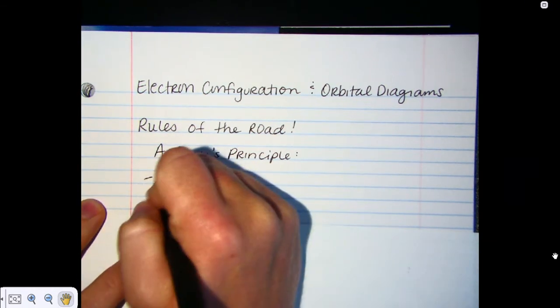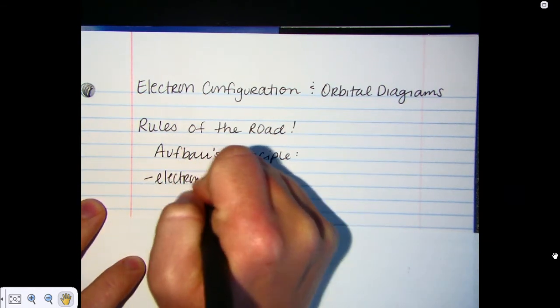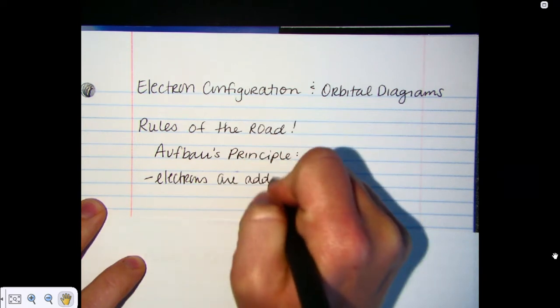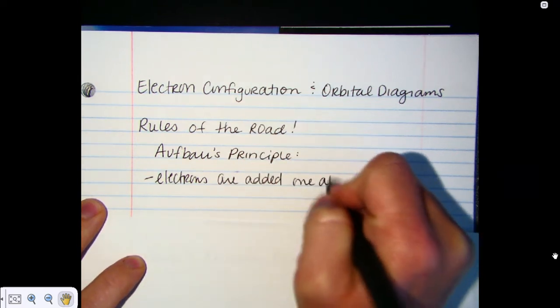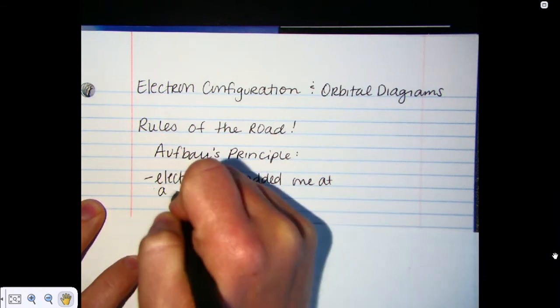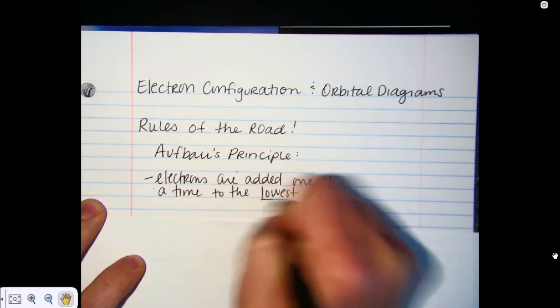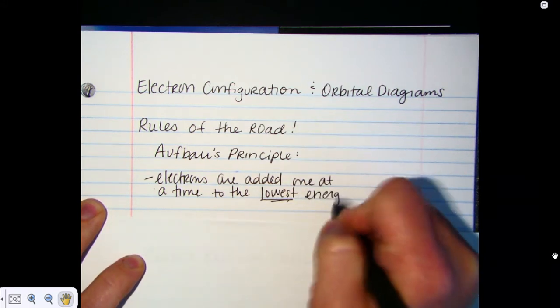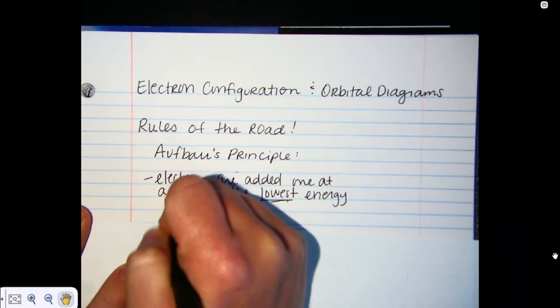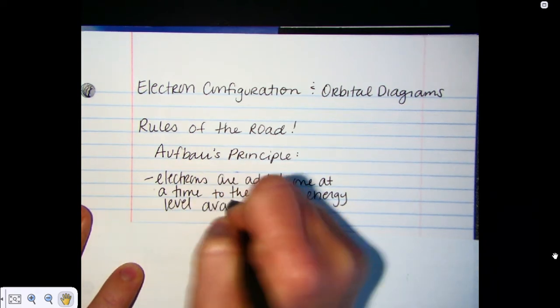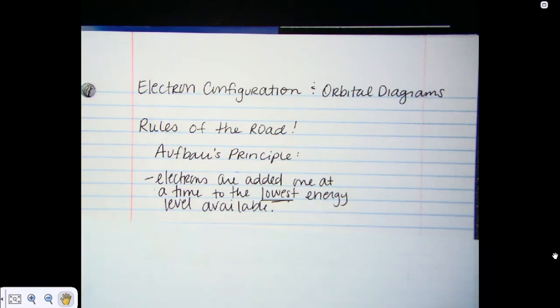So electrons are added one at a time to the lowest energy level available. Meaning we are going to fill the 1s energy level before we fill the 4s, right? So because 1 is a lower energy level than 4, it's important we fill it first.